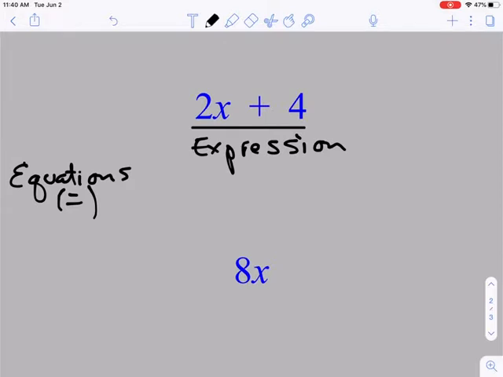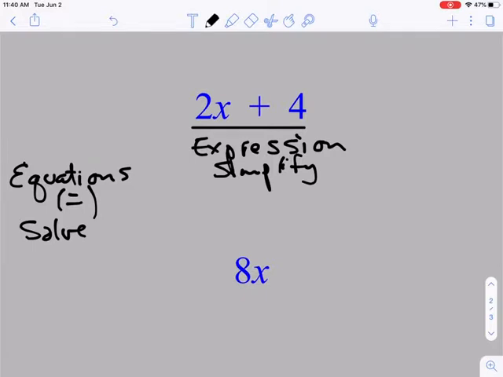So with expressions we simplify, we make them as simple as possible. With equations we solve them, and we solve them for a variable. So with expressions, you're not ever solving for a variable. You might simplify for something, but you won't ever solve for a variable.